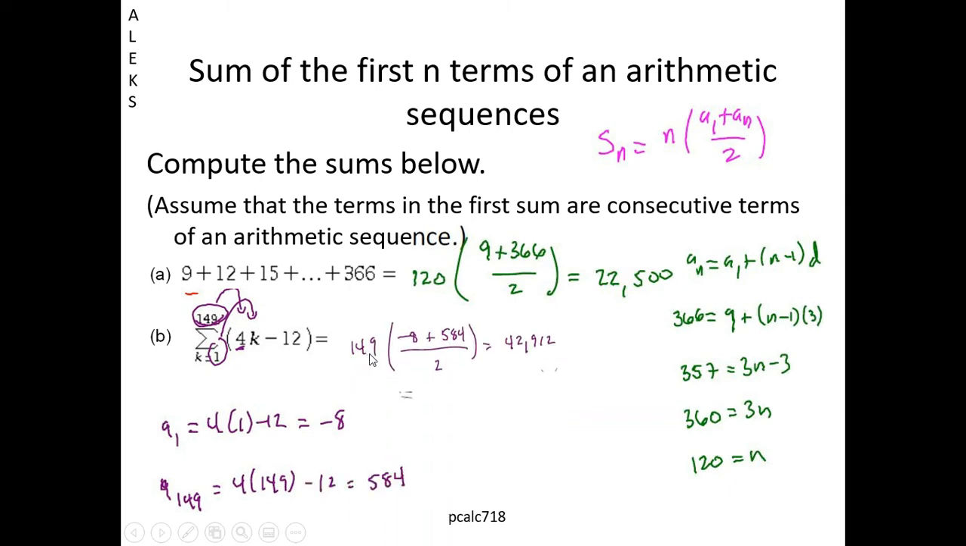So my n is my upper index, 149. My a sub 1 is negative 8, which we found here. My a sub 149 is 584, which we found here. Divided by 2, multiply it together, come up with 42,912. Now this one you could check on your calculator if you wanted to, and it should work out.